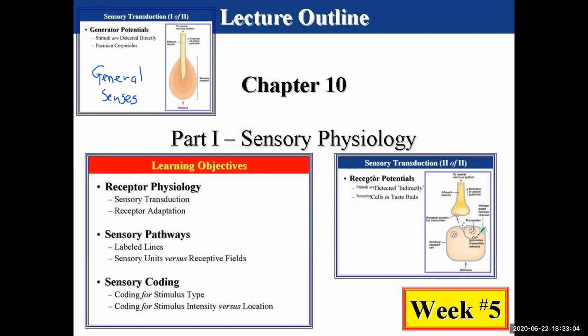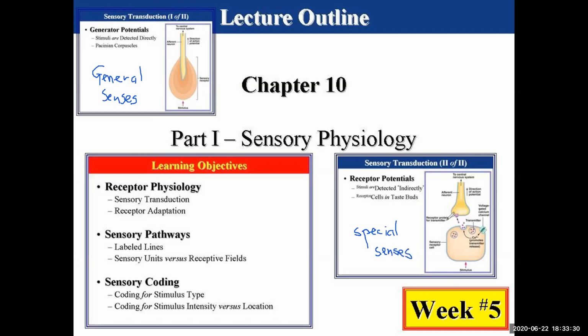The next one, the receptor potential, is used by special senses. There are 5 special senses. There are 4 general senses. You should have learned that from anatomy.